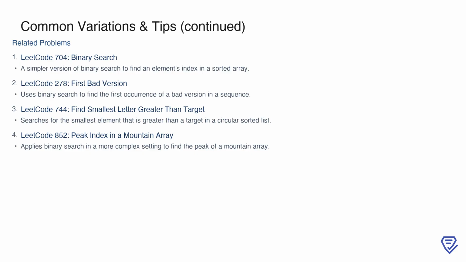LeetCode 744, Find Smallest Letter Greater Than Target, adds a twist by searching for the smallest element greater than a target in a circular sorted list. Lastly, LeetCode 852, Peak Index in a Mountain Array, demonstrates how binary search can be applied in more complex scenarios, such as finding the peak of a mountain array. Exploring these related problems can deepen your understanding and prepare you for variations of binary search in interviews.